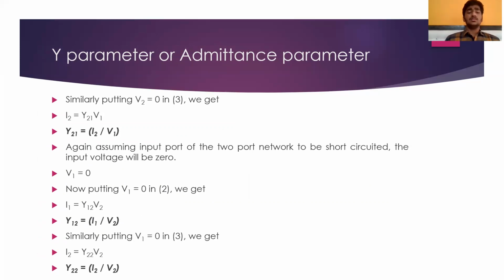Again, assuming the input port of the two-port network to be short-circuited, the input voltage will be 0. That means V1 equals 0. Now putting V1 equal to 0 in equation 2, we get I1 is equal to Y12 V2, where Y12 becomes I1 by V2. Now again keeping V1 equal to 0 in equation 3, we get I2 is equal to Y22 V2, where Y22 becomes I2 by V2.